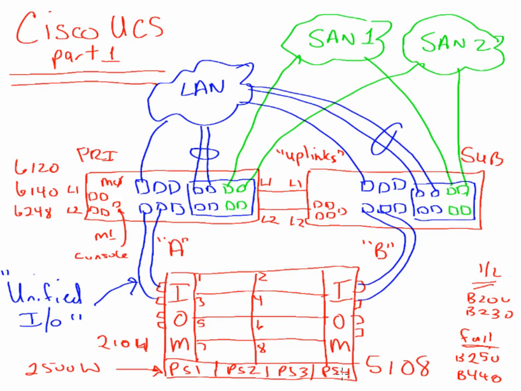So we have up to 20 of these 5108 blade chassis that can be supported right now by TAC. Physically, if we have the 6140 or the 48, we can go beyond that. But the software right now supports 20, and that's what Cisco Technical Assistance Center is going to support as well.